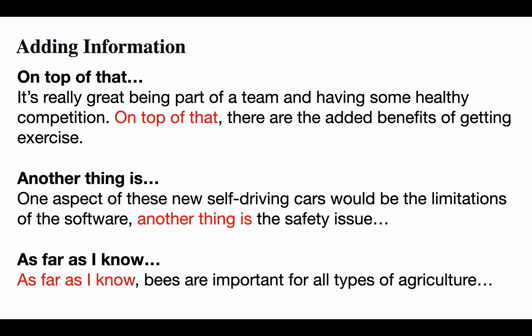Another thing is, one aspect of these new self-driving cars would be the limitations of the software. Another thing is the safety issue. As far as I know. An example: as far as I know, bees are important for all types of agriculture.